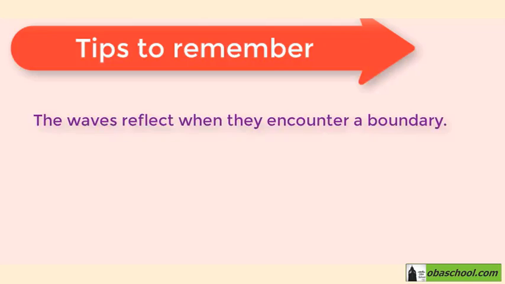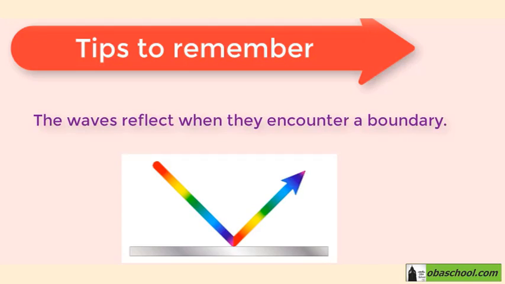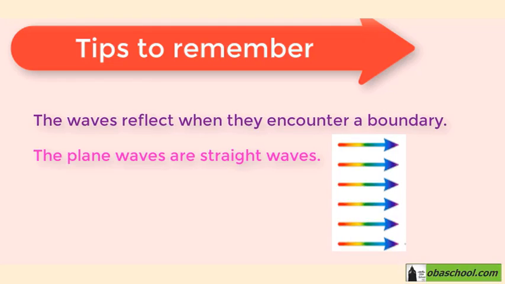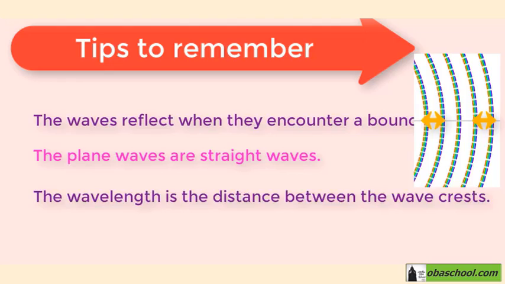Here we have some tips to remember. The waves reflect when they encounter a boundary, for example, a metal strip. The plane waves are straight waves, and the wavelength is the distance between the wave crests.